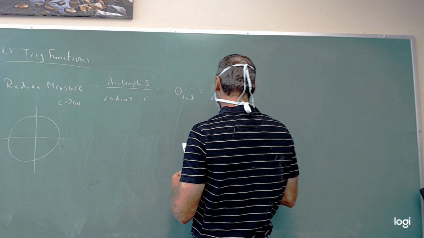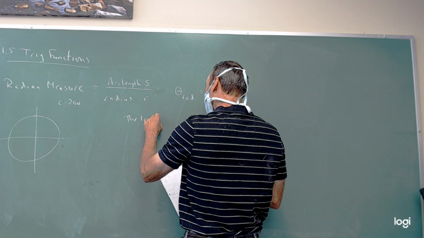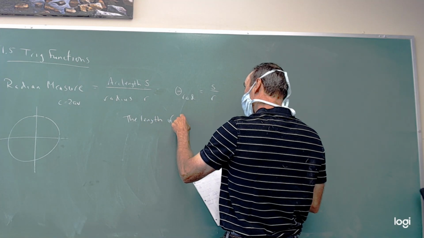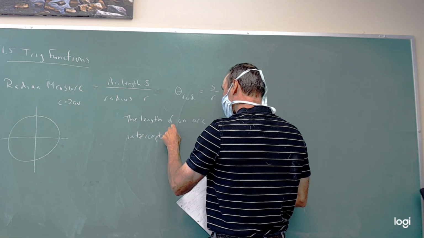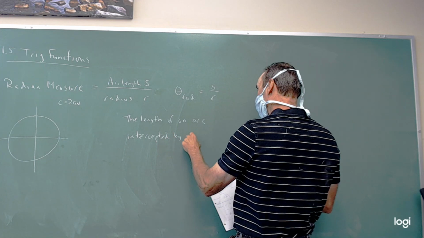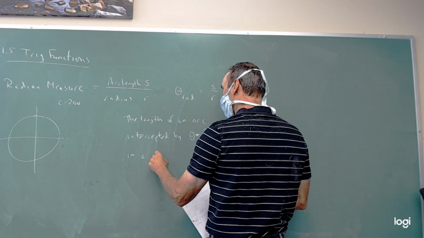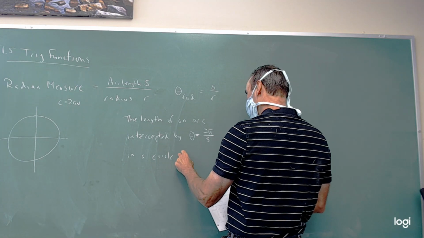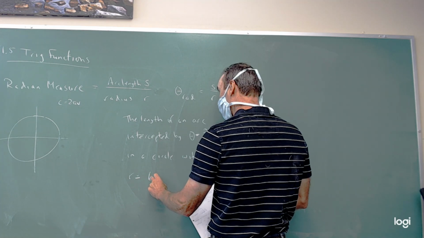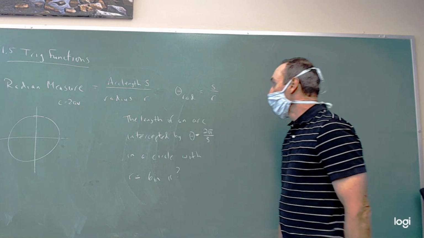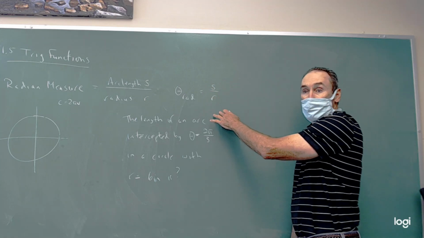Okay, so I'll come back to that in a minute, but we can answer a question like, say, the length of an arc intercepted by theta equals 2 pi over 3 radians in a circle with radius r equals 6 inches is what?